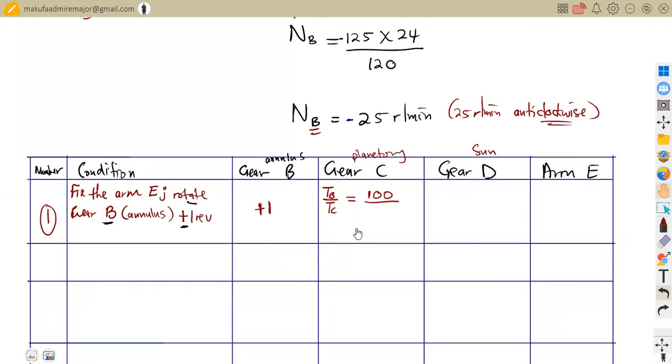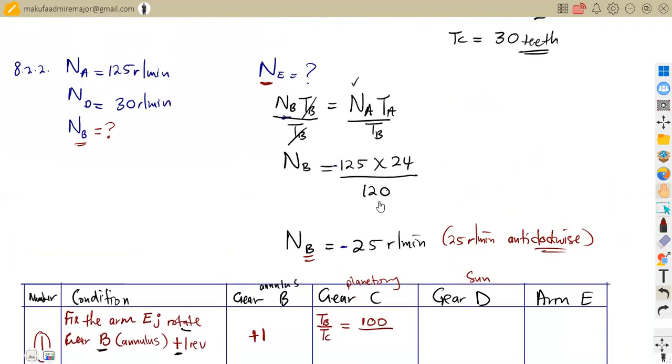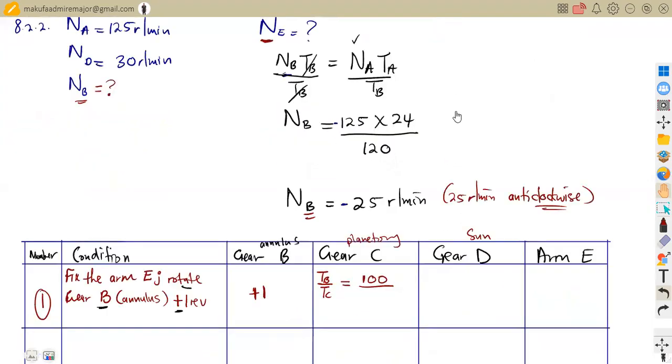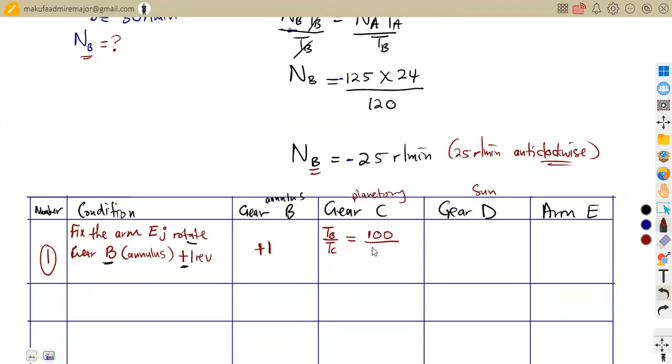On C, how many do we have? C, we calculated it in the first place here. TC, we got 30. So it's going to be 100 over 30. All right, so that's it. You simplify. You are going to obtain something like 3.333. All right, then we move on to D.